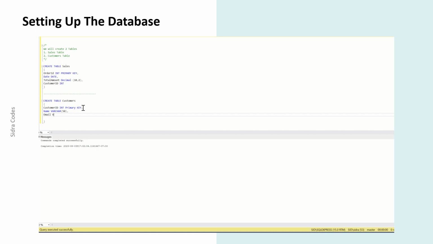Email, varchar 100. It will determine how long it will be. Another column I will add is join date, which is nothing but a date type, just like above here. So we are capturing the date. I'm going to run this. You can either press F5 or click execute above. Commands completed successfully. This is how you set up the database.